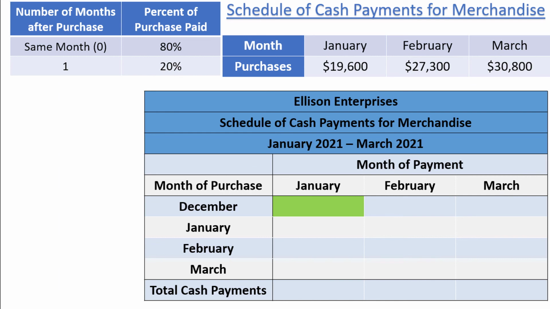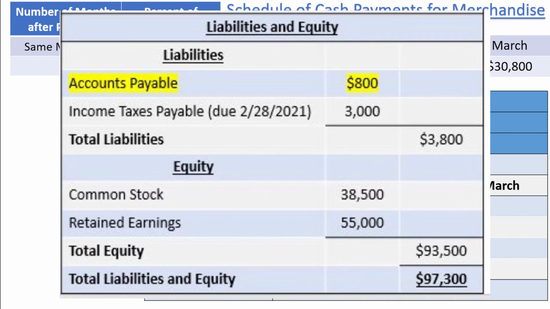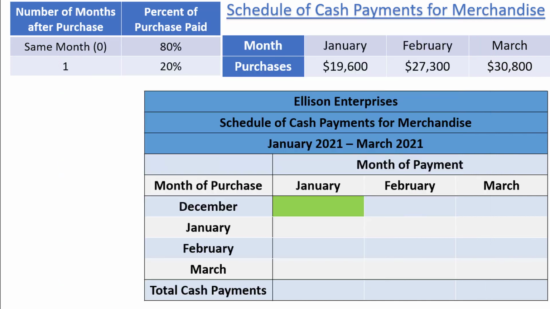Here we see in the balance sheet that the accounts payable account has an $800 balance from December, and let's assume that we know it will be paid in January. So we can enter $800 in the blank cell. Details in the problem will usually clue you in to when the accounts payable balance will be paid.